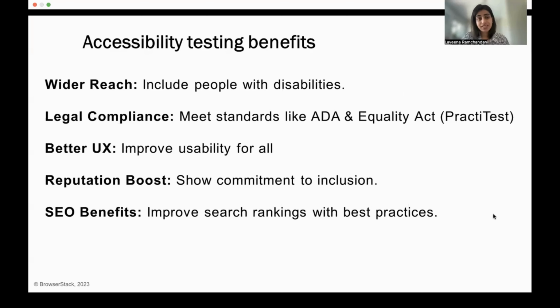Accessibility testing benefits then, what happens when we bring this early into the life cycle is you get a wider reach, including people with disabilities. I would actually suggest if you have the budget and you can invite people within your usability sessions and get real feedback about the product. Legal compliance wise, you're meeting standards like the ADA or Equality Act earlier. Better UX improves usability for all, reputation boost shows commitment to inclusion, and SEO benefits, of course, improving search rankings with best practices.